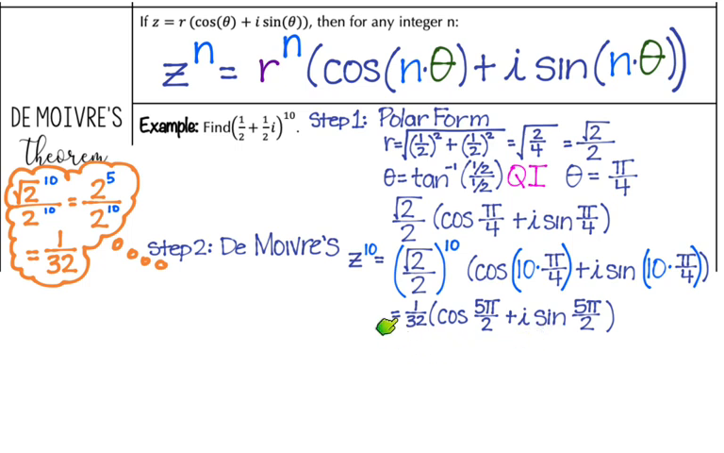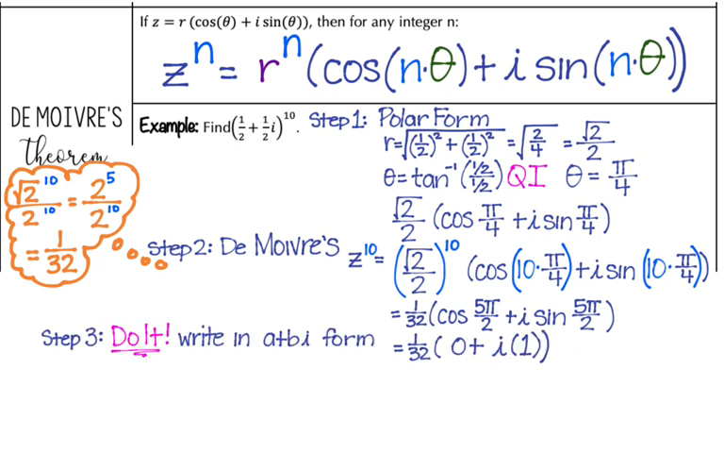Well, we just do it, meaning I take 1 over 32, and I'm going to multiply it by cosine of 5 pi over 2 plus i sine of 5 pi over 2. Well, 5 pi over 2 is straight up. It's coterminal with pi over 2. And at pi over 2, cosine is 0, sine is 1. And so we end up with 1 over 32 times 0 plus 1i. And then distributing 1 over 32, we just get 1 over 32 i.